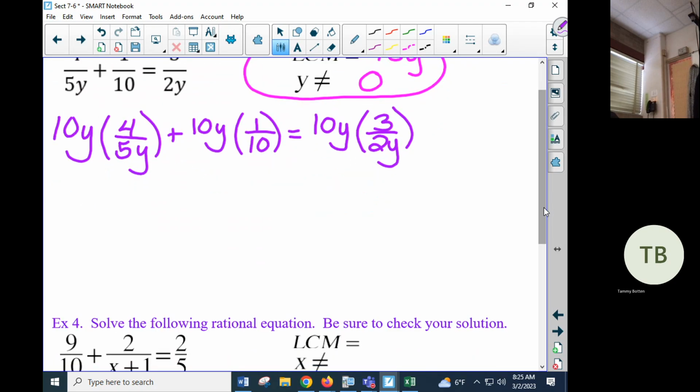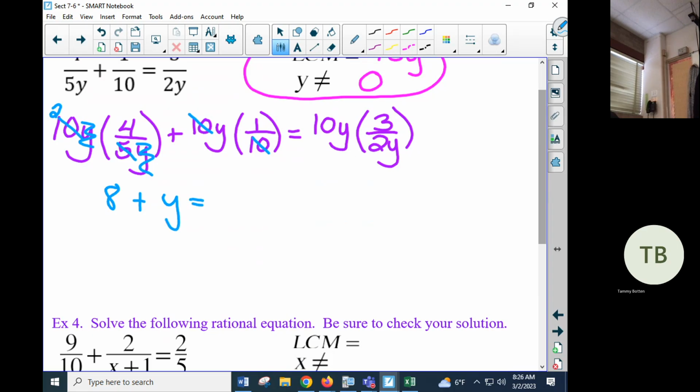Now, when I look here, notice I have a y on top and a y on the bottom, so those cancel. And then this is really like 10 divided by 5. 5 goes into 10 twice. So what we're left with is just 2 times 4, which is 8. Then here you have a 10 on the top and a 10 on the bottom. Those cancel, and you're just left with y times 1, which is y.